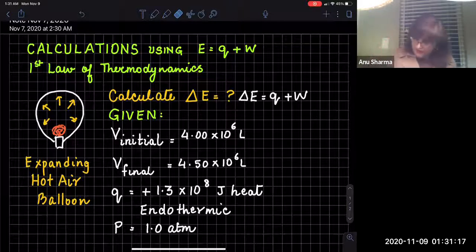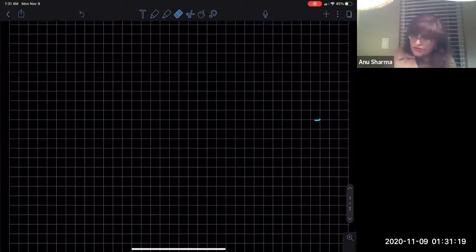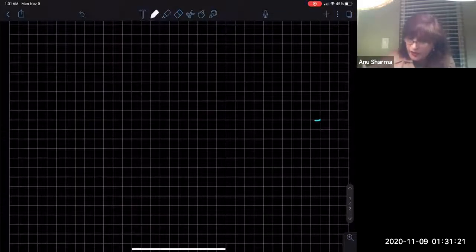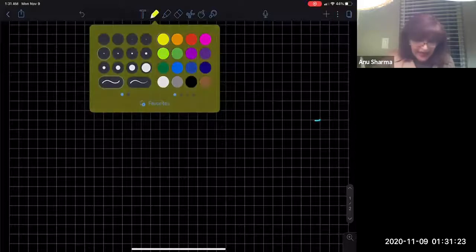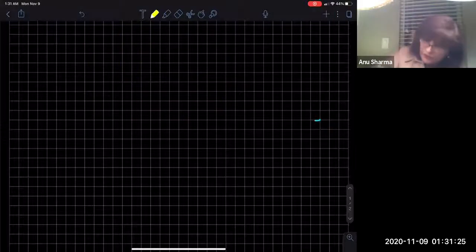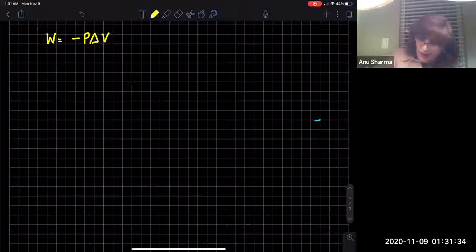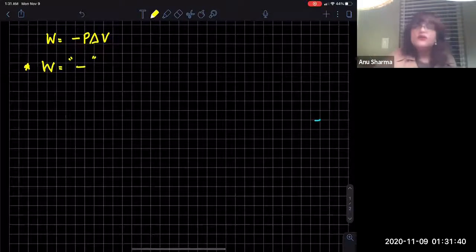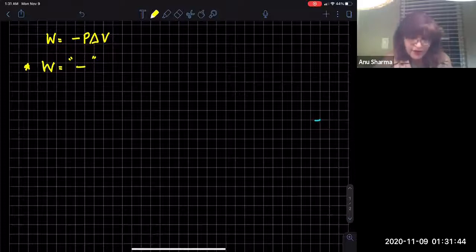So here are a few things we are going to first write down. First is, what formula are we going to use? W is equal to negative PΔV. So why are we using W is equal to the negative number? Because the gas is expanding.